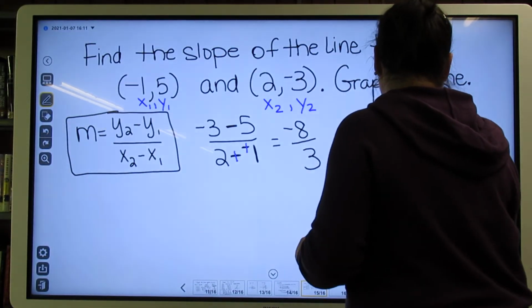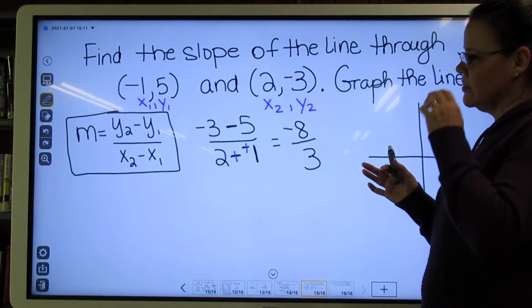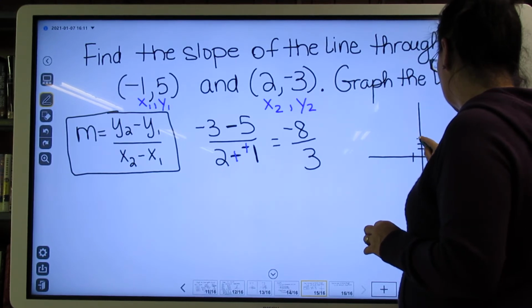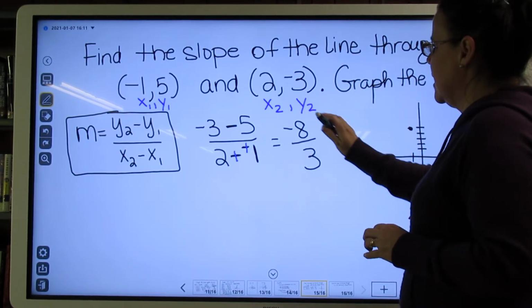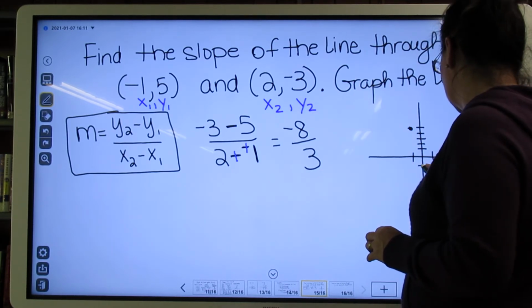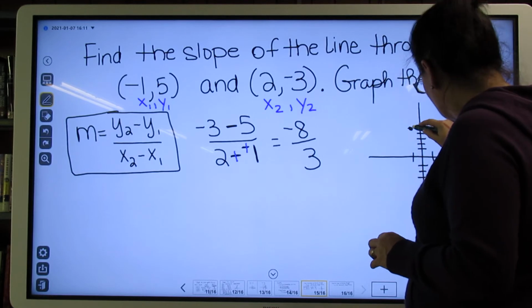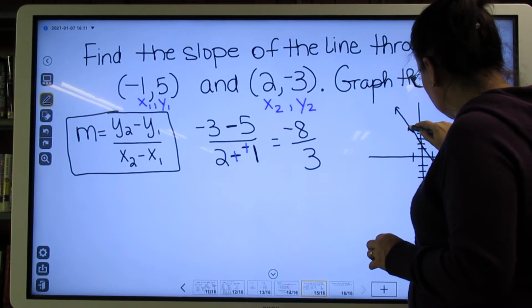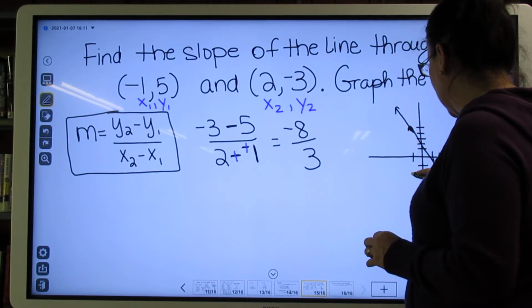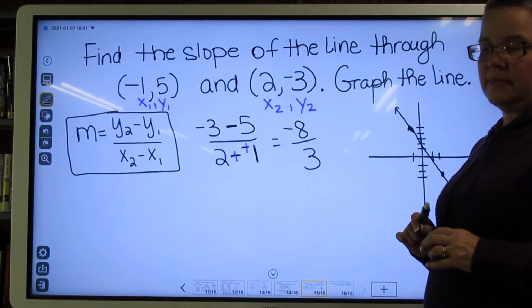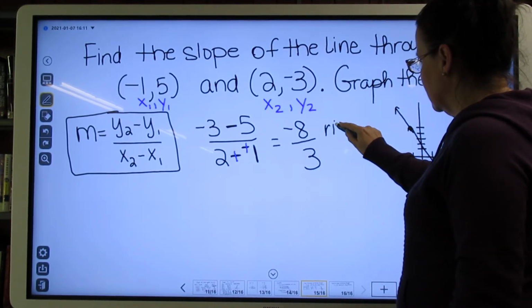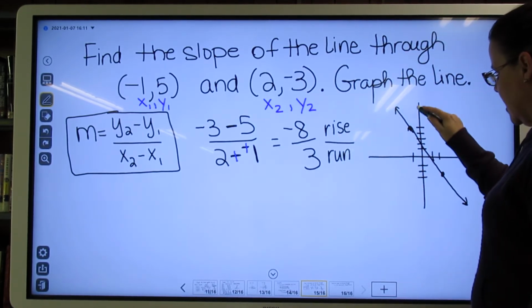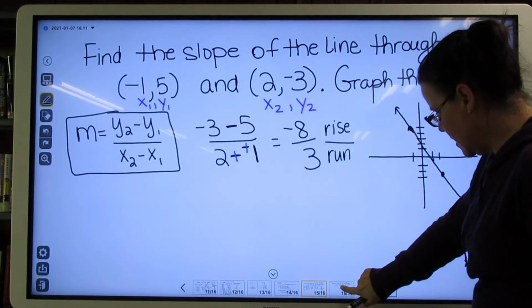And you could graph that line. You could use the points (-1, 5) and (2, -3). And you would know to get from this point to this point, you would go down 8 and you would go over 3. And that is the rise and the run. Up, down, left, right.